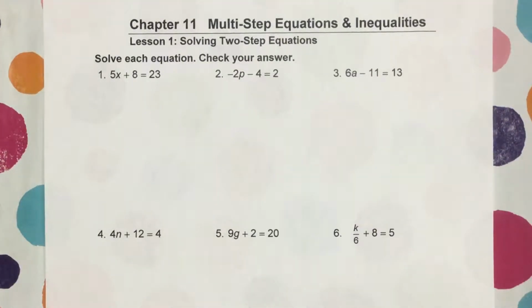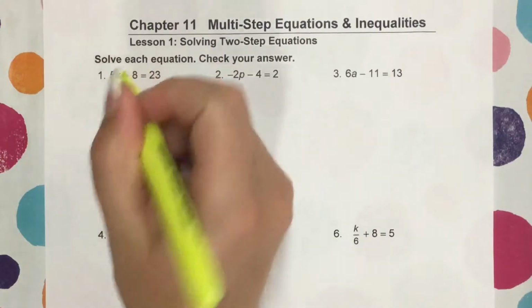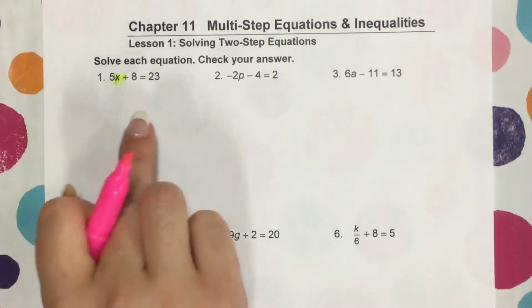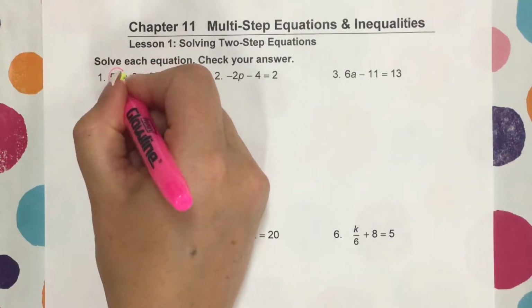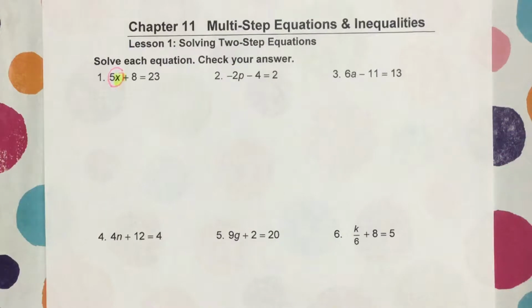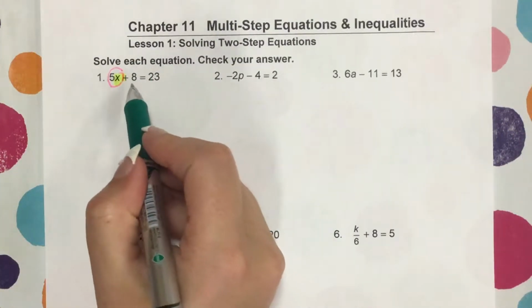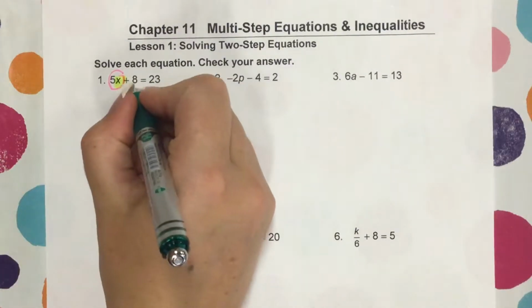All right, welcome back. Let's go ahead and start with problem number 1. We're solving for x. We're trying to get x by itself. We have 5x plus 8 equals 23. We have to save this 5x for the end. So that means that we are going to get rid of this positive 8. So the inverse operation would be subtracting both sides of the equation.